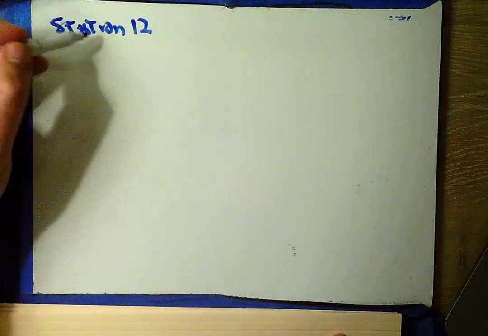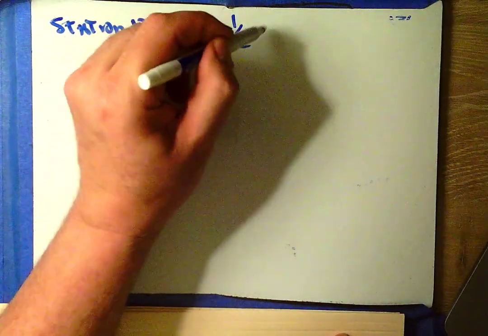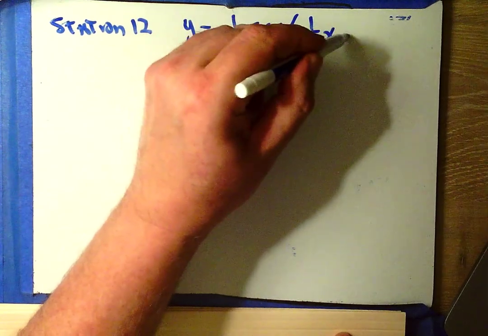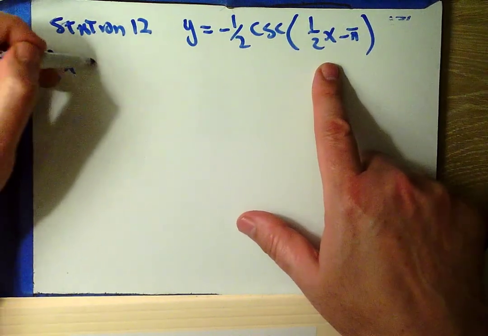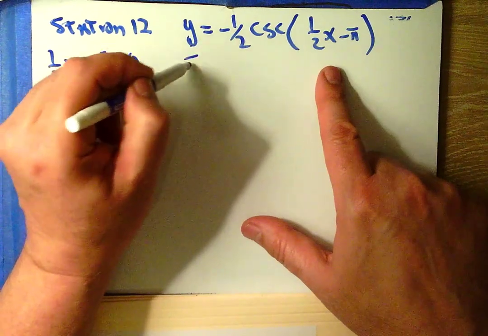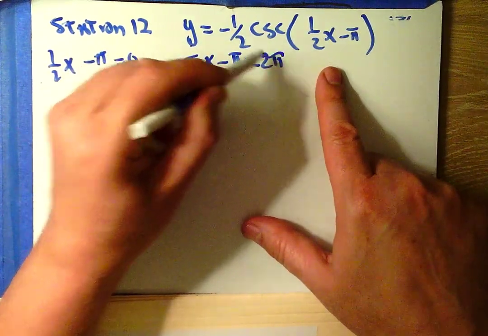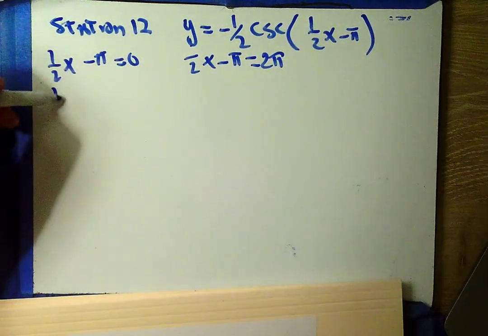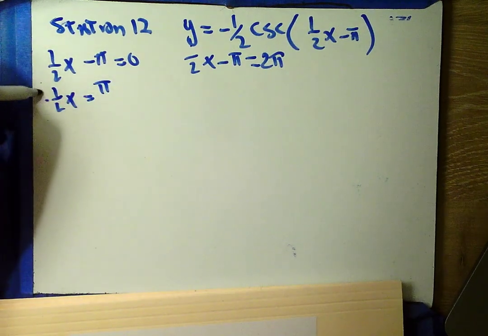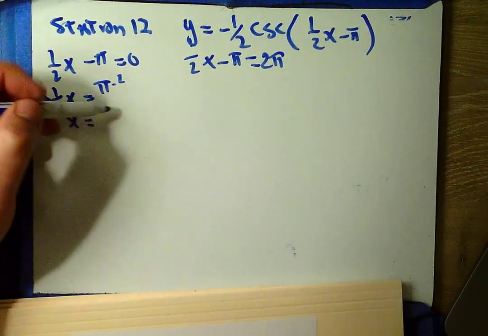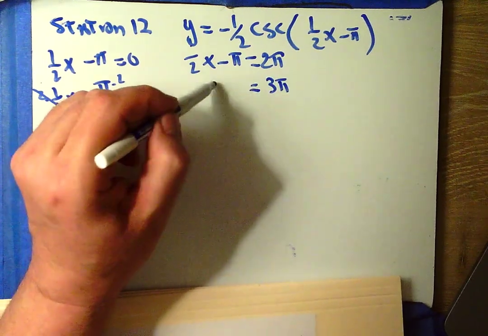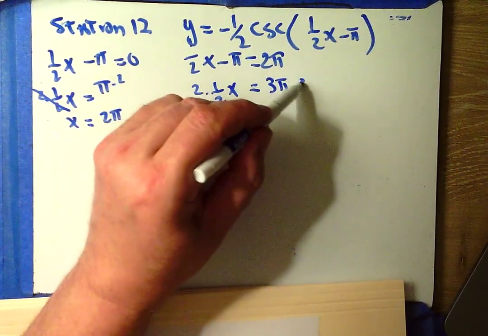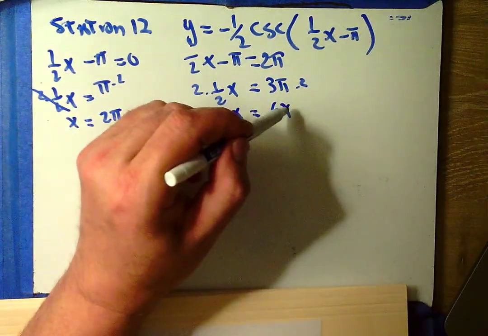Station 12 asks us to graph one period of y equals negative 1/2 cosecant of 1/2 x minus pi. Okay, so for cosecant, I graph sine. I set this argument, 1/2 x minus pi, equal to 0 and 1/2 x minus pi equal to 2 pi. I'm going to add pi to both sides. I get 1/2 x equals pi. And then I'm going to multiply both sides by 2 to get x equals 2 pi. Over here, I've got 2 pi plus 1 pi will be 3 pi. And that's 1/2 x. But when I multiply by 2, I get x equals 6 pi.